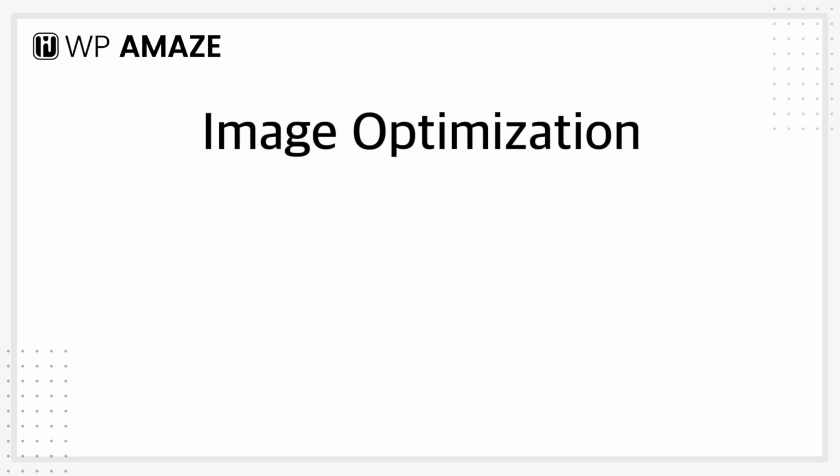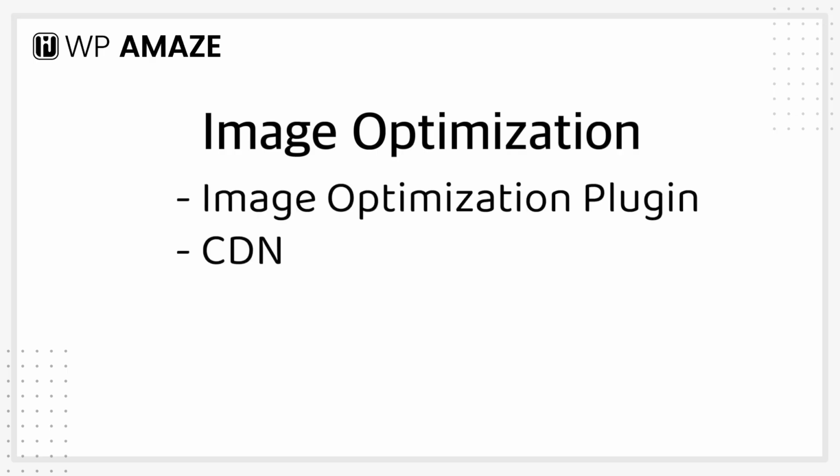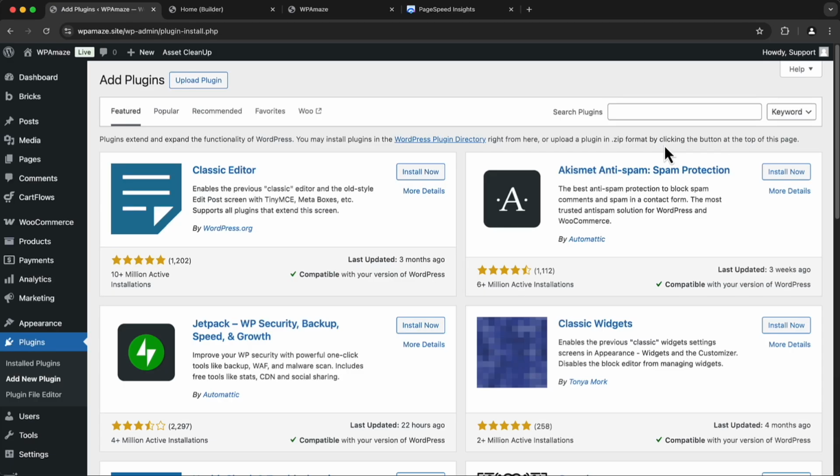Note, here I want to mention an important point. There are two ways to optimize the images. One is installing an image optimization plugin and the other is CDN. Images optimized by the CDN will deliver better results. I will show the CDN method at a later stage of the video. You can choose the one that suits your requirements. Go to the WordPress admin dashboard. Search for ShortPixel.